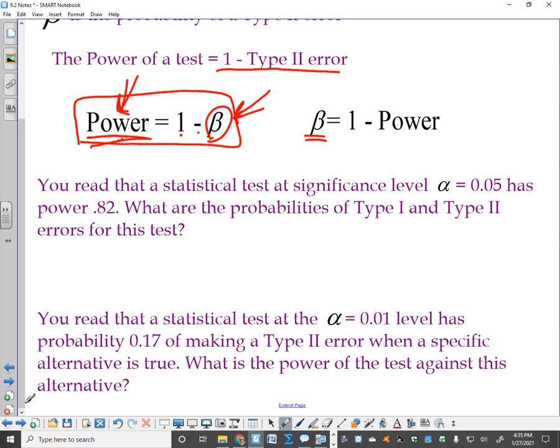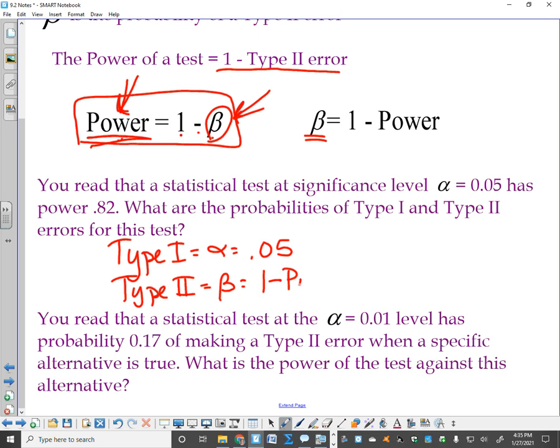You read that a statistical test at a significance level alpha equals 0.05 has a power of 0.82. What are the probabilities of a type 1 and type 2 error for this test? Well, the type 1 probability is alpha, 0.05. Type 2 is beta, which is 1 minus the power. So 1 minus 0.82, which is 0.18.